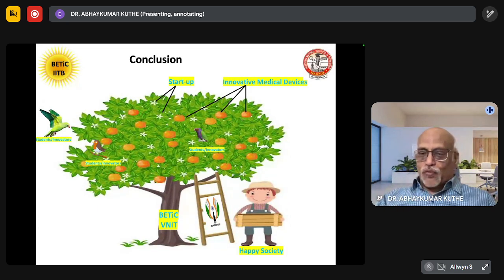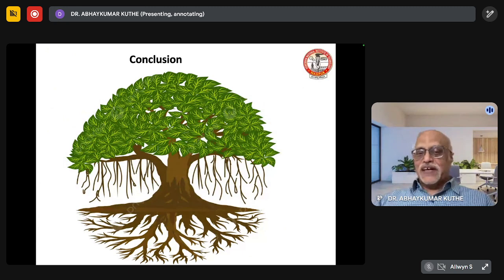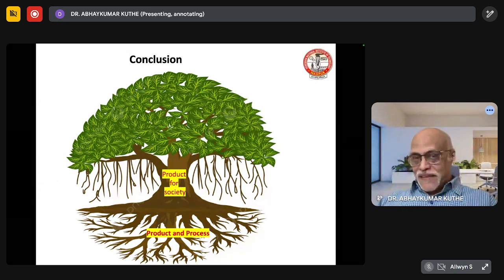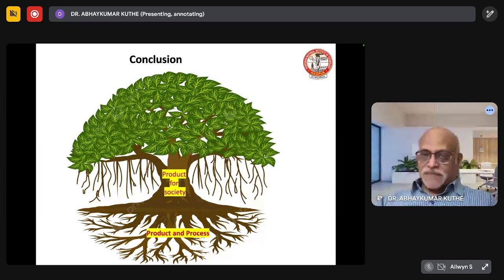But now I go one more stage ahead. That means the generalization of this tree. Though this is for our Batik VNIT, in general, what exactly should be our approach? Now, here I show you the banyan tree. Now, the banyan tree is really very interesting. If you look at this, we say that the product and processes are actually the roots of the banyan tree. And using the product and processes, we will develop a product for the society. That means our tree itself, the trunk of the tree.